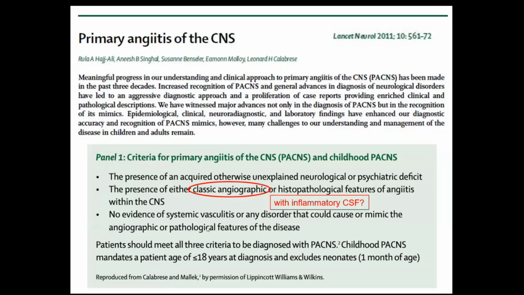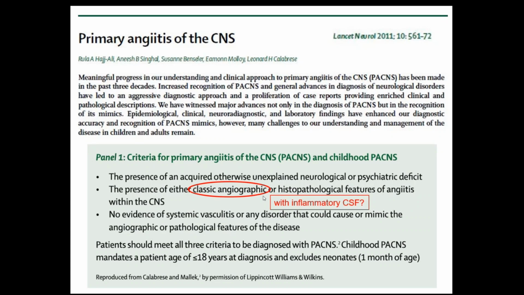Vasculitis was described in the 1950s. And in 1988, my dear friend Len Calabrese, along with Malik, published a paper saying that you can develop criteria for diagnosis based upon progressive clinical or psychiatric deficits with a classic angiogram. I'm not sure what that means. I don't think he knows that either.